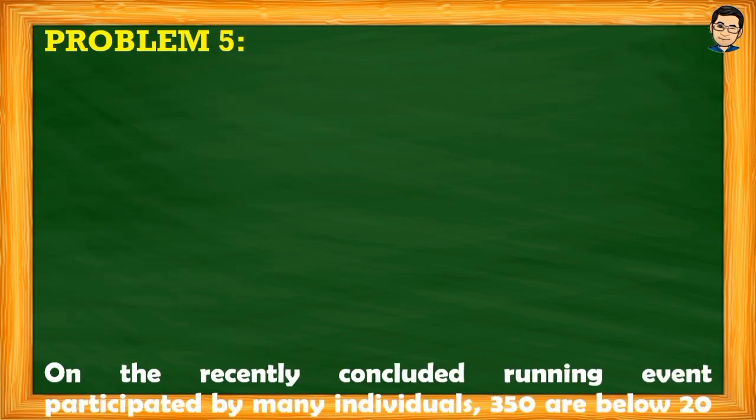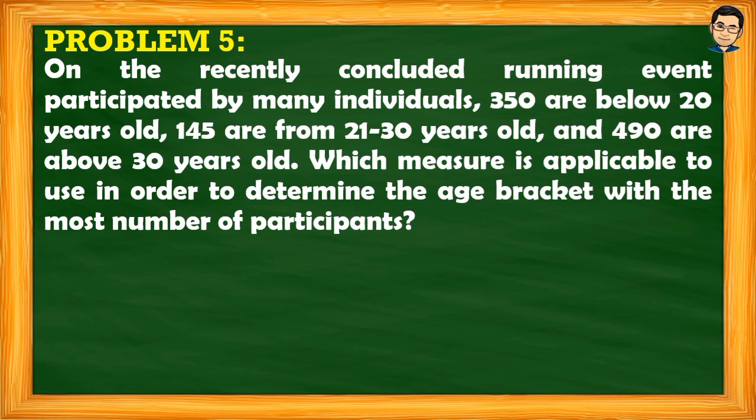Problem number 5. On the recently concluded running event, participated by many individuals, 350 are below 20 years old, 145 are from 21 to 30 years old, and 490 are above 30 years old. Which measure is applicable to use in order to determine the age bracket with the most number of participants?